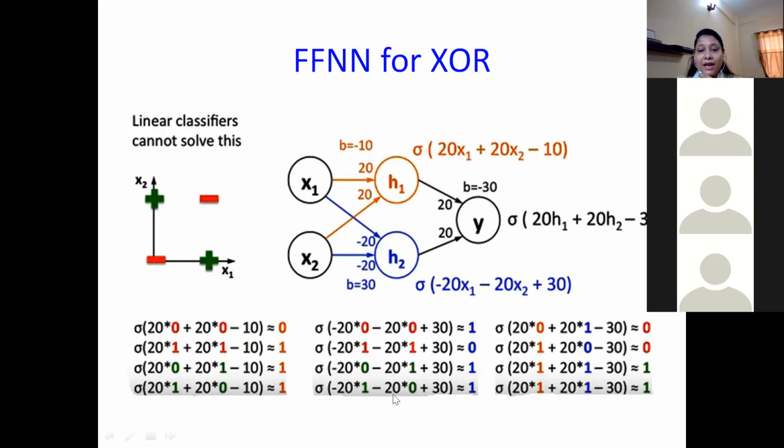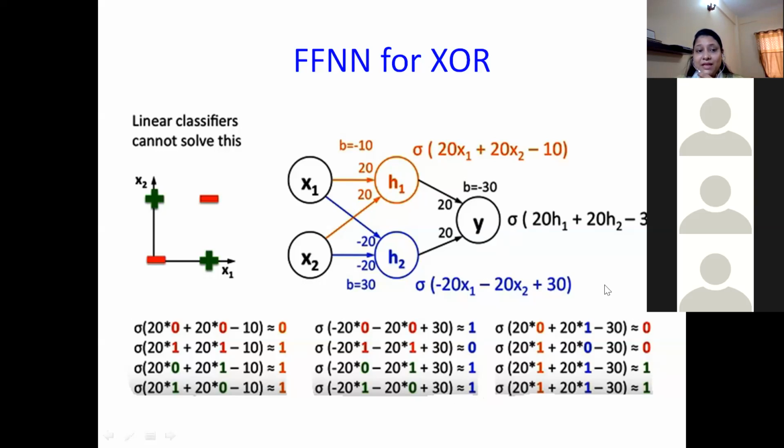Here we can have minus 20 plus 30, that means plus 10, for which we are having 1 for H2. So for this particular 1, 0 combination, we will have H1 as 1 and H2 as 1, so that the output from this Y node is 20 plus 20, that is 40, and minus 30, which gives you the 1.